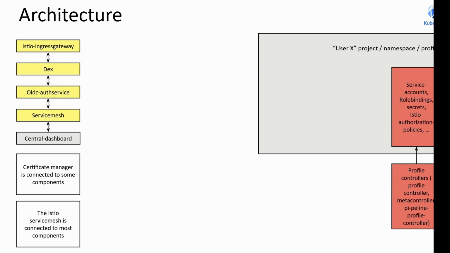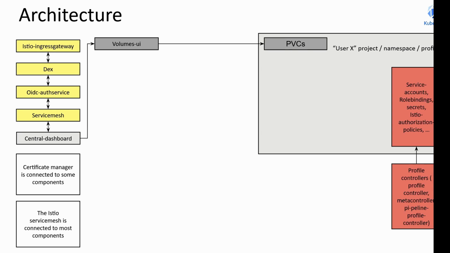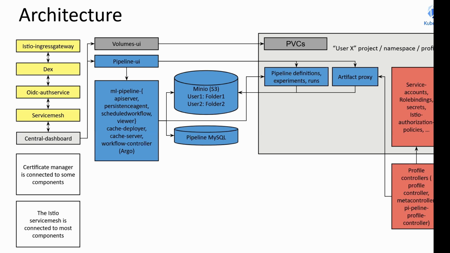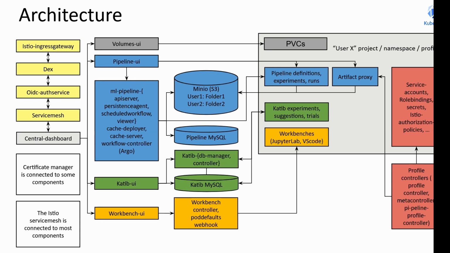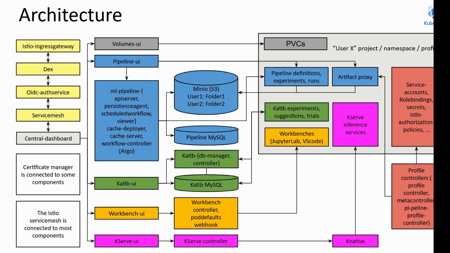Then there's the gray central dashboard, which you've probably all seen at some point in time, which bundles all of the UIs from various components. For example, the volumes UI in gray, in blue the Kubeflow Pipelines, as well as Katib parameter tuning in green, and in orange the self-service notebooks or workbenches. And for model serving, of course, KServe. So this is the rough overview.